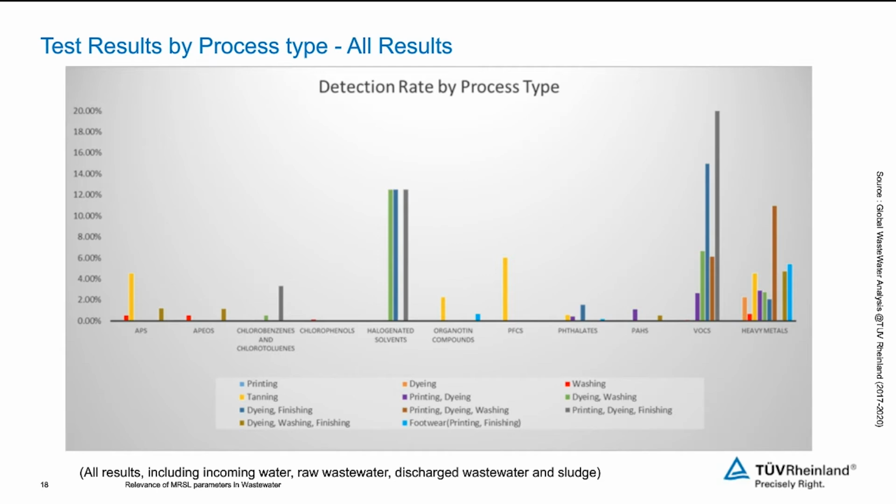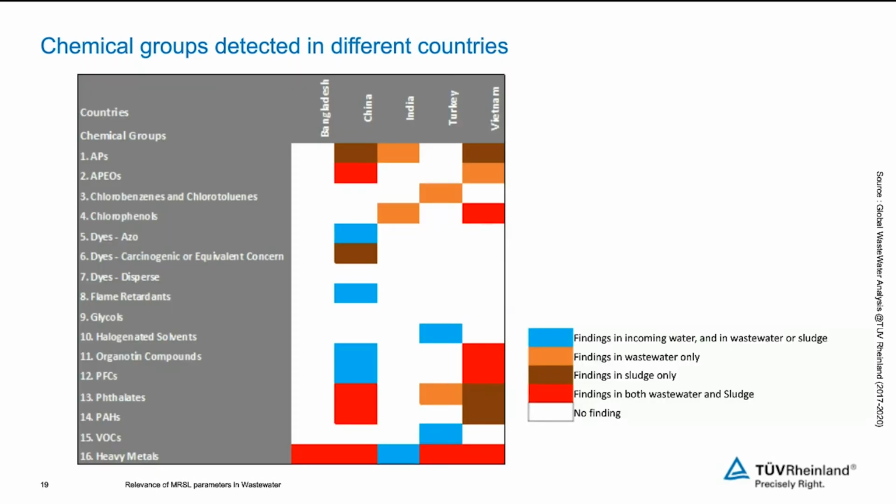When we are talking about chemical groups detected in different countries, based on the test results and the process type, it is found that in India, AP and chlorophenol are detected in wastewater only, and heavy metals are detected in incoming water, wastewater or sludge. Coming to another country, China, AP is found in sludge only, and another chemical parameter, APO, is found in wastewater and sludge. Then coming to azo, it has been found in incoming water and sludge or wastewater.